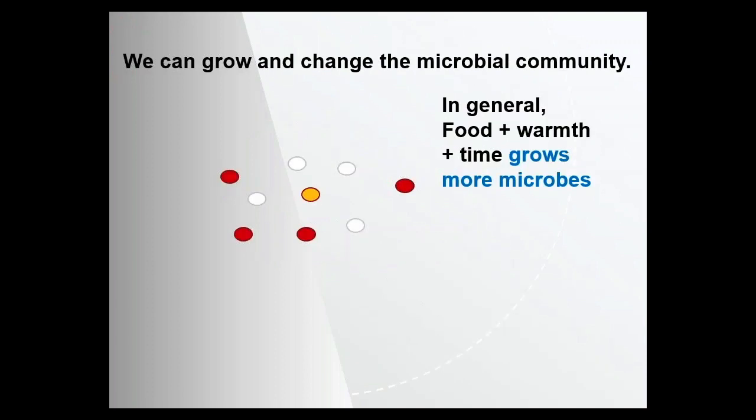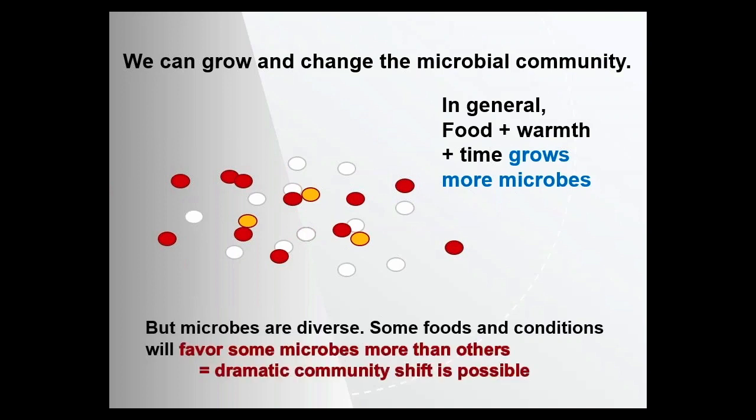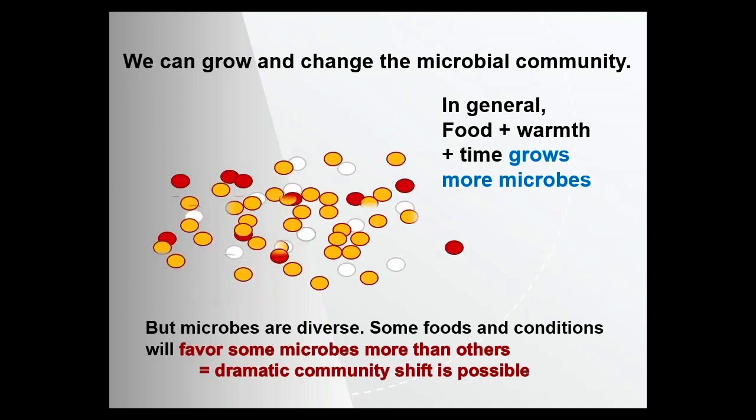The other piece is as we're brewing, we can see the growth and the change in the microbial community. So if this is our initial set of microbes in the compost, if we give them things to feed on, if it's warm enough and we give them enough time, we're going to see that those microbes are going to grow. If we want to shift what's happening in that microbial community, we can give them food or conditions that are going to favor some over others, and we can actually see very dramatic shifts in that community happening over time.